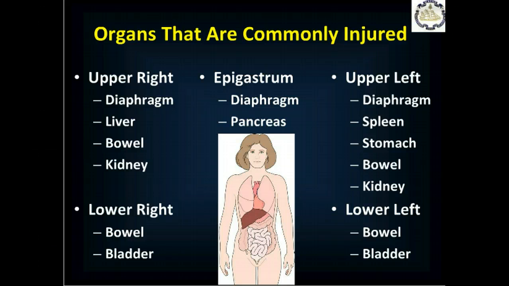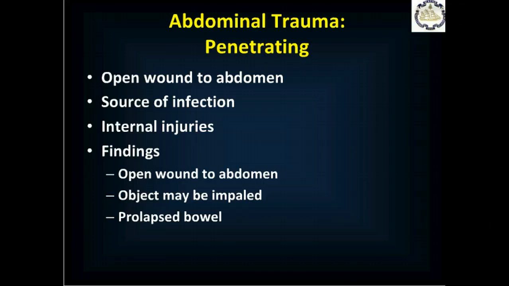In the epigastrium, in the upper midline: the diaphragm and the pancreas. The stomach also, quite a bit of it lays in there, as does the esophagus, the food pipe, and that can be injured. In the upper left, the diaphragm, the spleen is your big one. Good part of the stomach lies up there, bowel and kidney as well. Lower right, lower left, and in the midline and the suprapubic region, you're thinking bowel or bladder. So as we're thinking about penetrating abdominal trauma, we're thinking about the open wound of the abdomen.